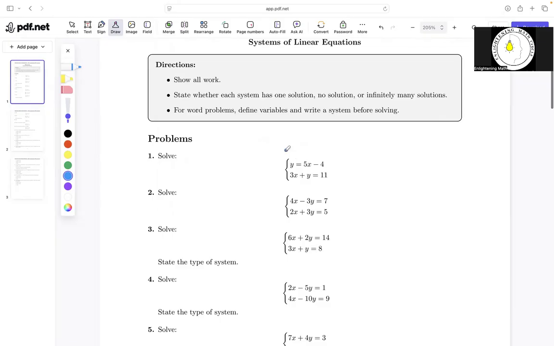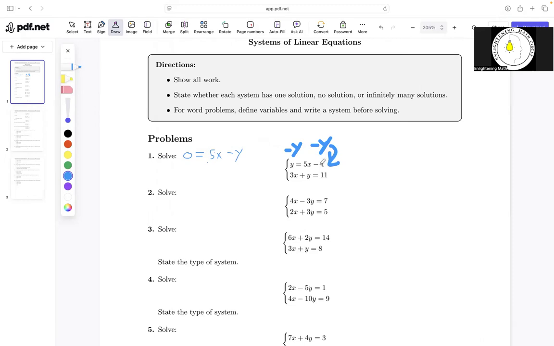So we would subtract y from both sides of this top equation here. And we would then get y, or sorry, we would get 0 equals 5x minus y, and then minus 4.